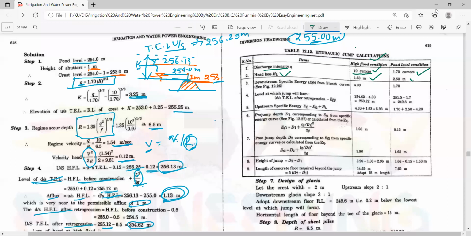Next, specific energy. Specific energy from the Blench curves depends upon the loss of head. So loss of head and discharge may be the dependence. We will see the Blench curves from figure 12.26. Just wait, I'll show you those Blench curves.